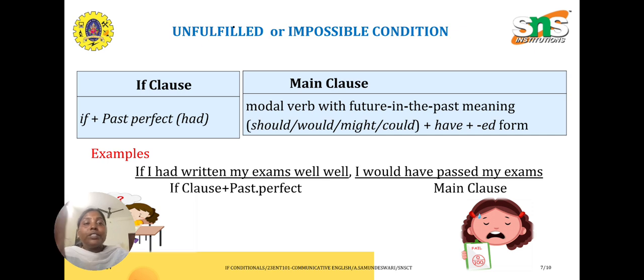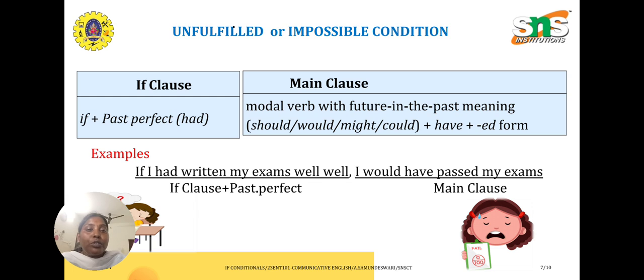The next one is the impossible condition. The word impossible states that you can't change what has happened, so you can't change the results. Just read a sentence here: if I had written my exams well, I would have passed my examinations, or I would have scored some good marks. You can't change the result or the score you got in that paper. If you want some magic to happen, that should go with the if part itself.